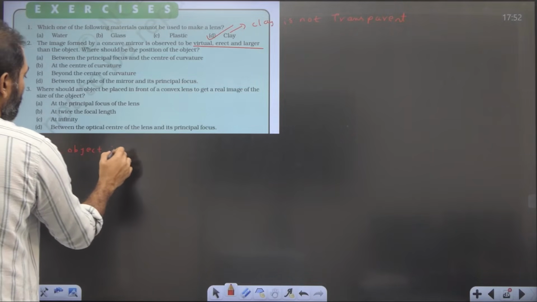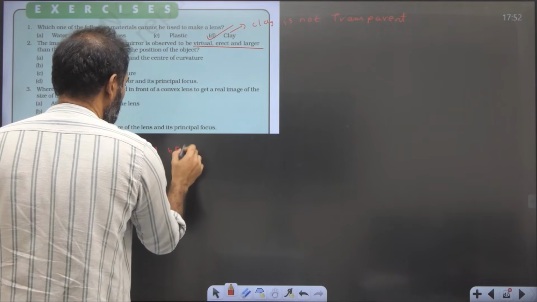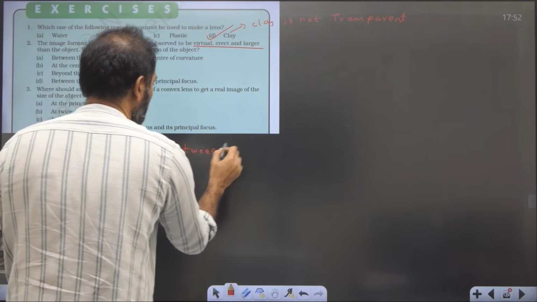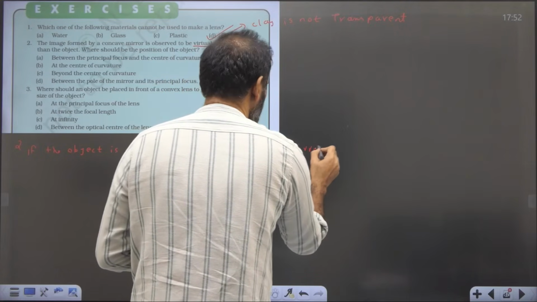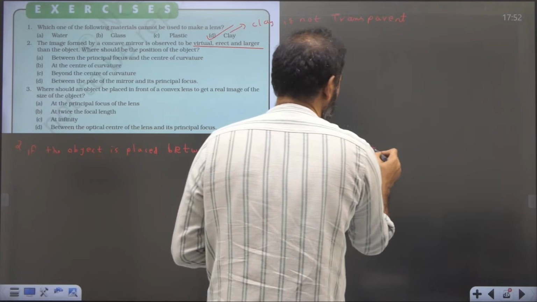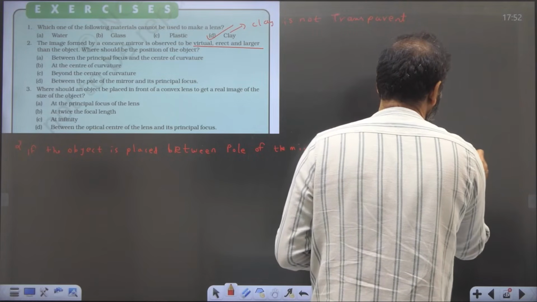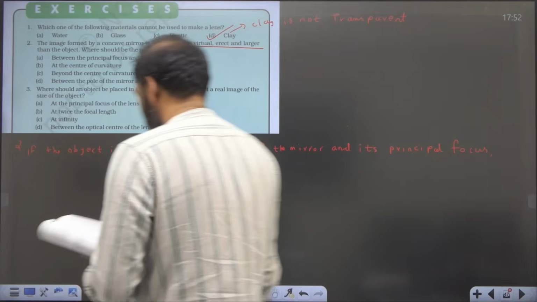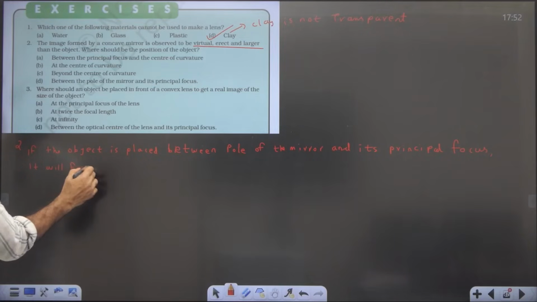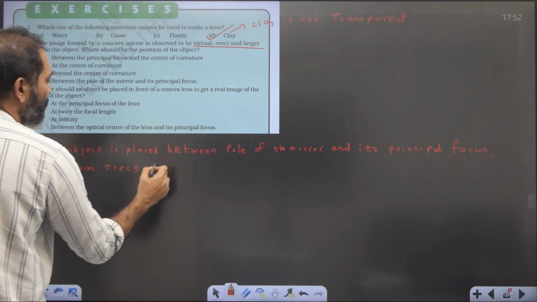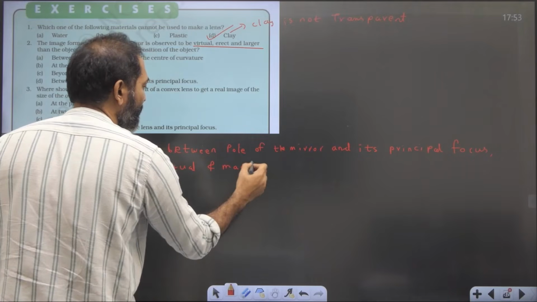placed between the pole of the mirror and its principal focus, it will form an erect, virtual, magnified image. Erect, virtual and magnified image.